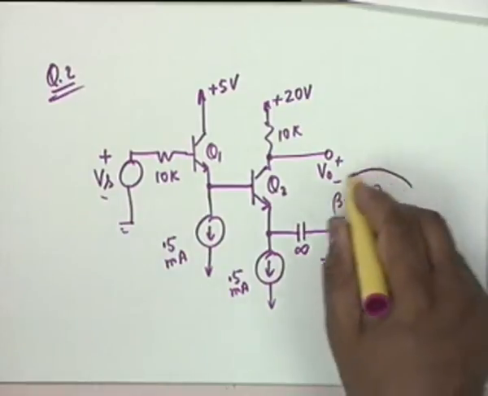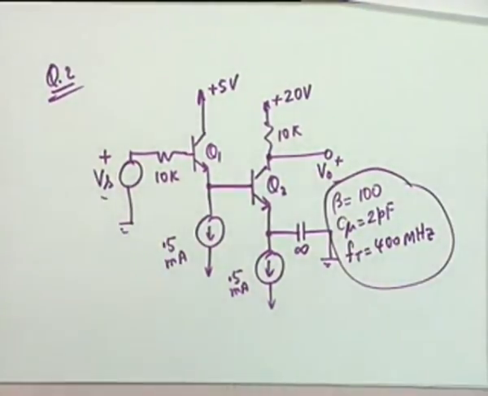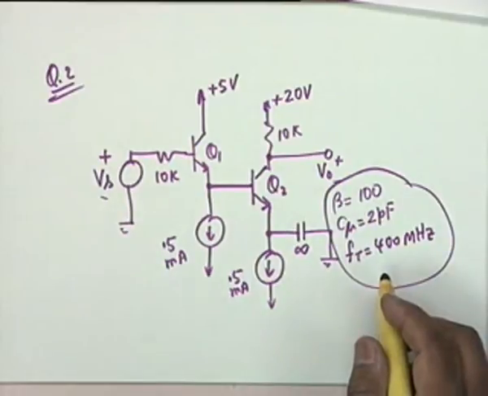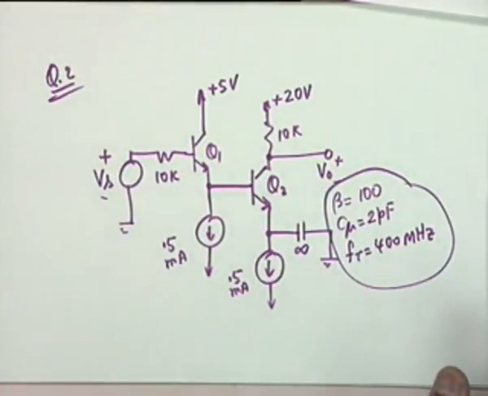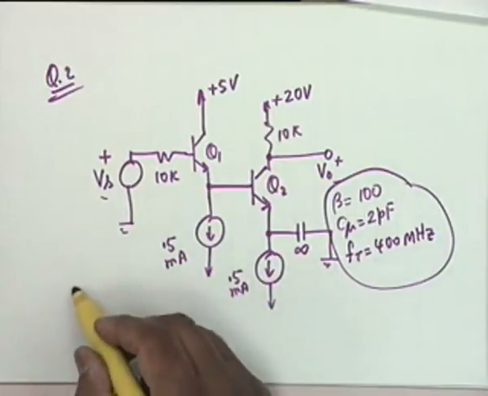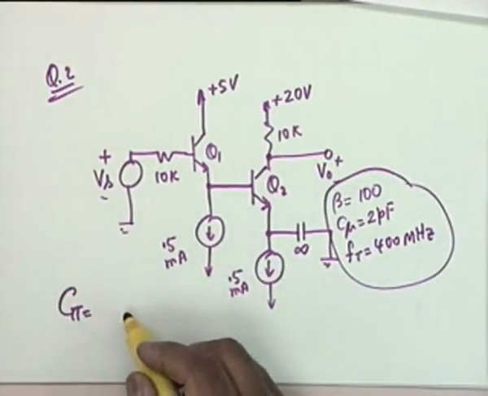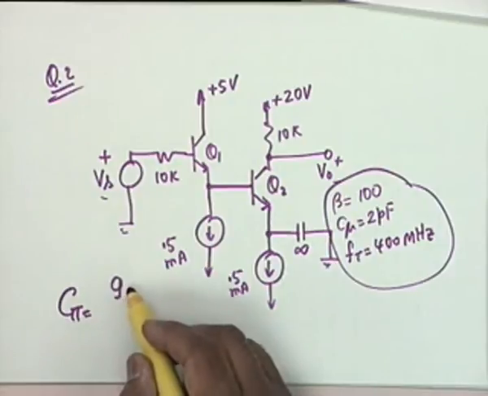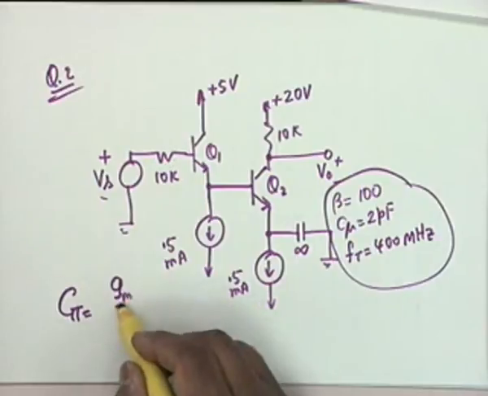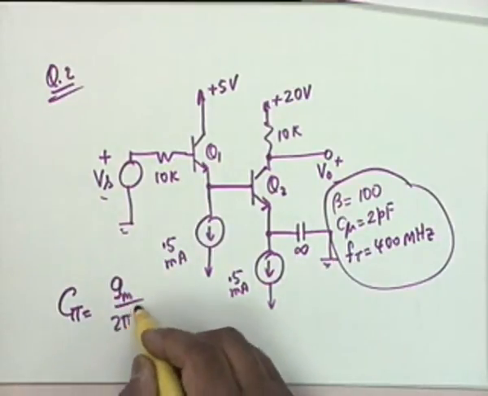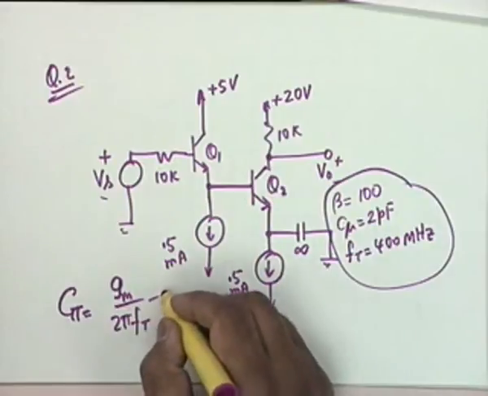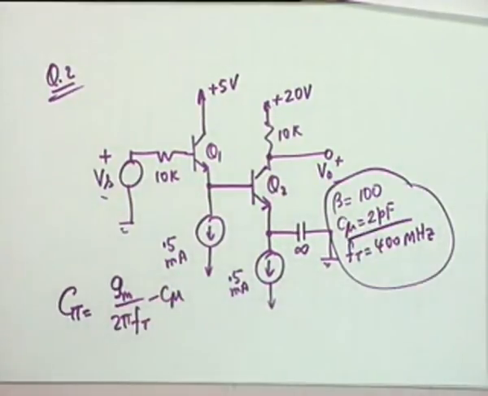The other specifications are this: beta equal to 100, C mu equal to 2 pF, and Ft. Instead of being given C pi, now you are smart, you can calculate C pi, right? Tell me how you calculate C pi. It's equal to Gm, pardon me, Gm by 2 pi Ft minus C mu. Therefore, C mu is given and therefore you can calculate C pi. Alright. The question is to find out the mid-band gain and FH. These are the things to be found out.